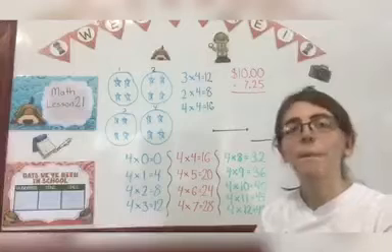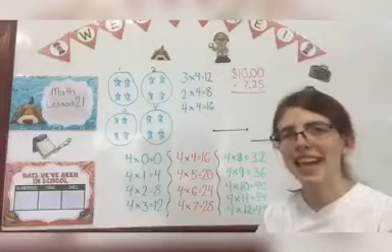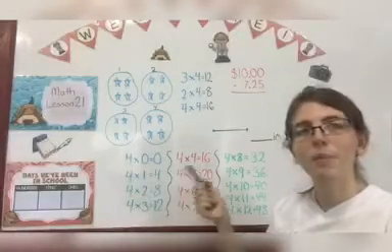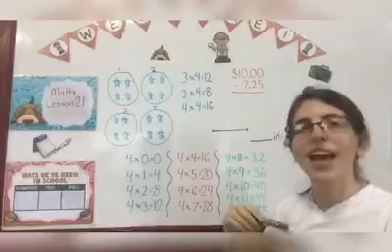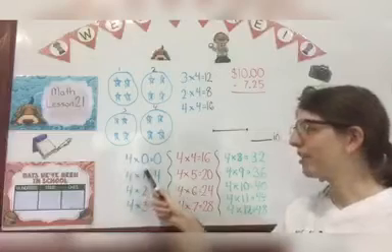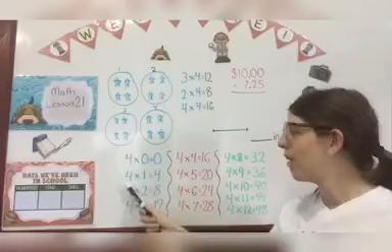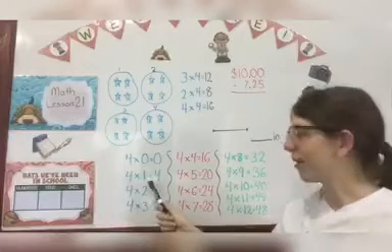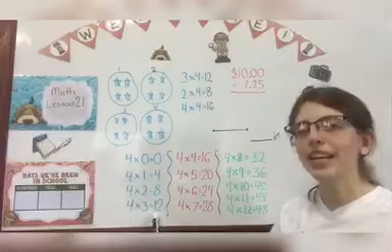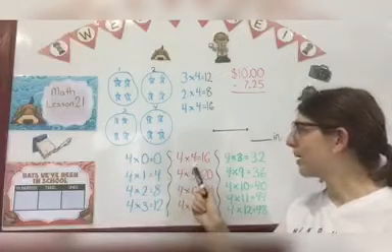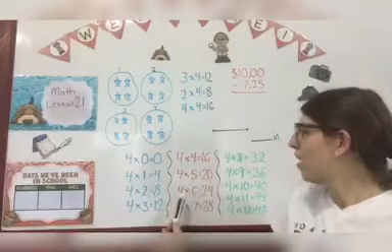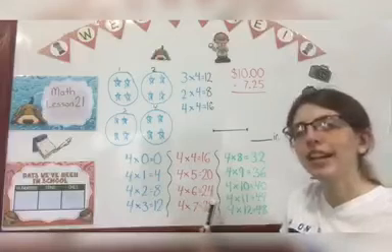So we need to work on memorizing our 4s table. So let's get started. We always start with times 0. Remember, anything times 0 is 0, and anything times 1 is itself. Here we go. 4 times 0 equals 0. 4 times 1 equals 4. 4 times 2 equals 8. 4 times 3 equals 12. 4 times 4 equals 16. 4 times 5 equals 20. 4 times 6 equals 24.